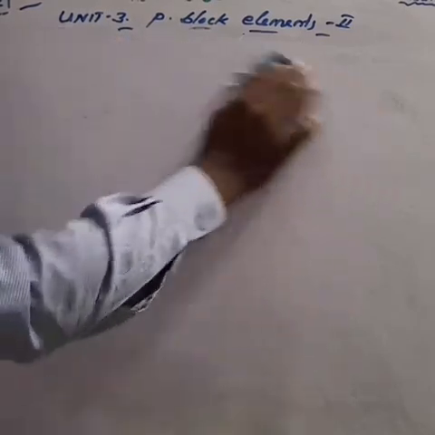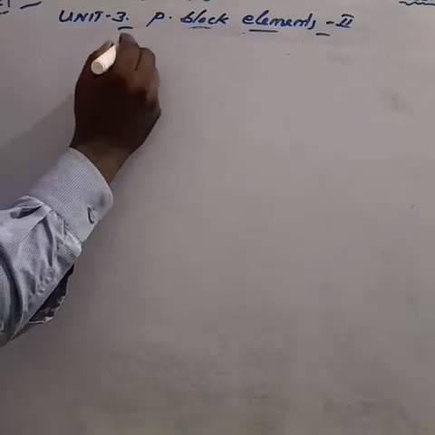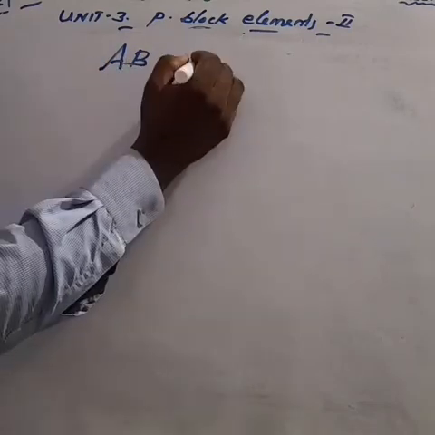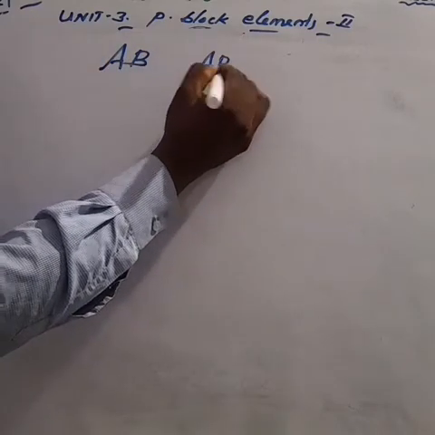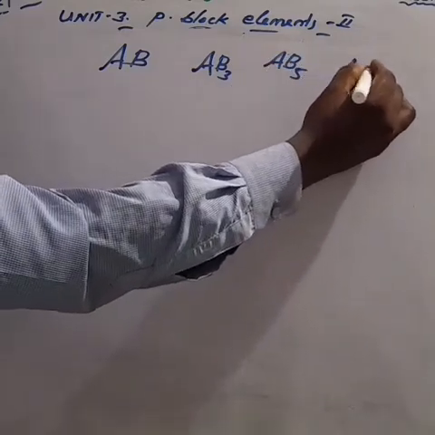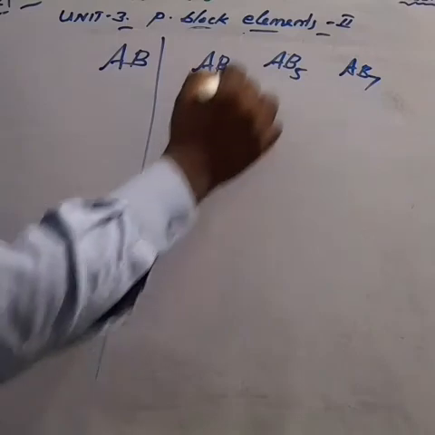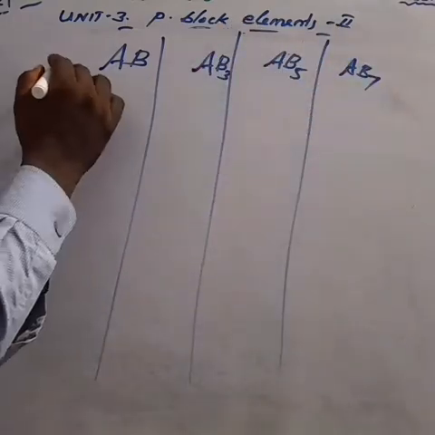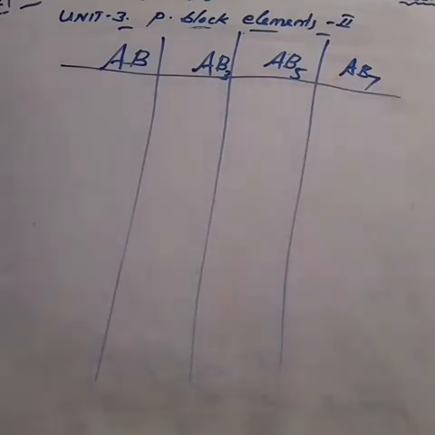Here we have 4 types of interhalogen compounds. One is the AB type, AB3 type, AB5 type, and AB7 type. What are the different types? AB, AB3, AB5, AB7. Am I right?